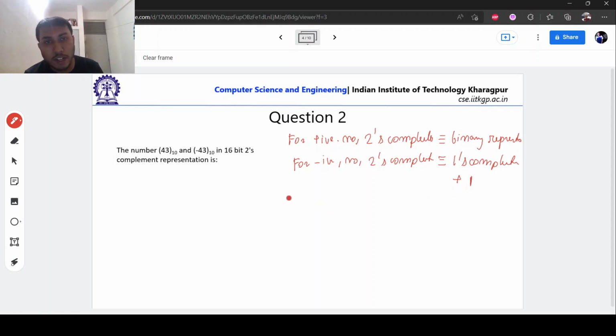So for the positive number, we'll write 43 base 10. The corresponding binary will be 0 0 0 0 0 0 0 0 0 0 1 0 1 0 1 1.